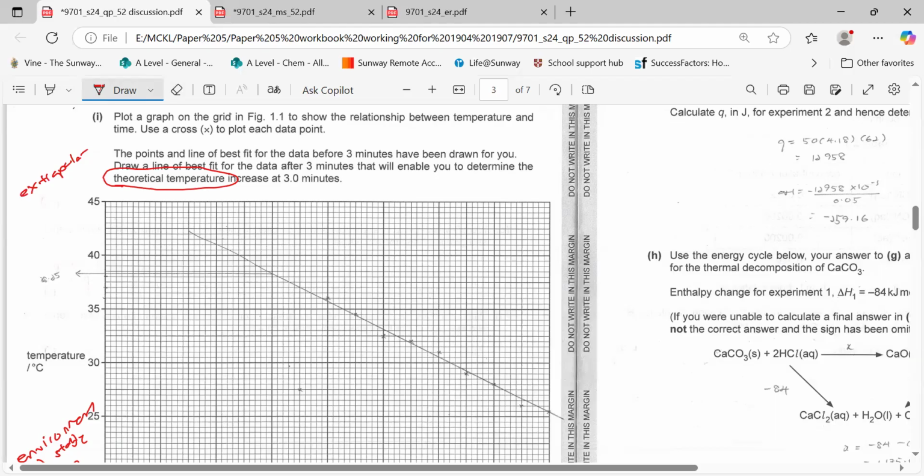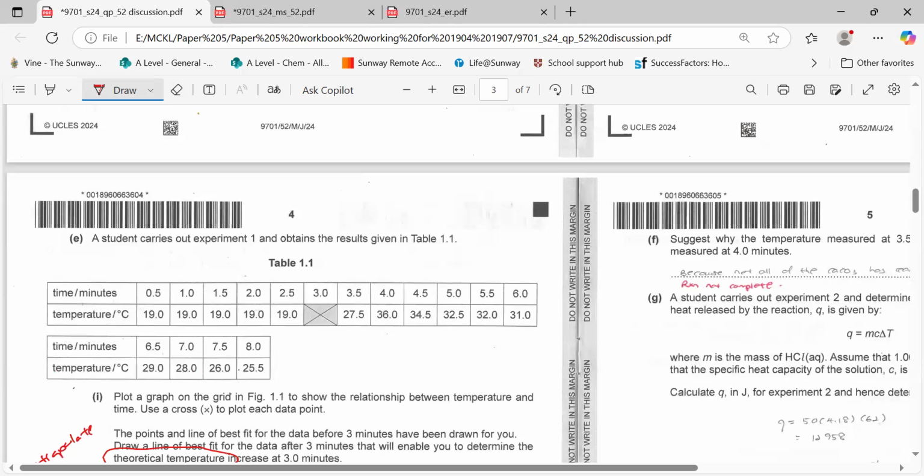Extrapolate. Theoretical means you do it on paper to backtrack. Now, versus experimental. Experimental is the highest. If we look at the table here, this is the experimental highest temperature. All right, the highest temperature. And any one of these here is the experimental lowest temperature. So you can just take highest minus lowest. That will be your delta T. You can do that.